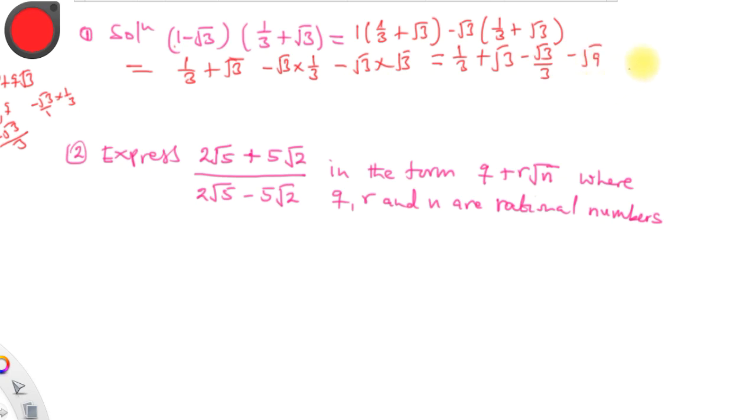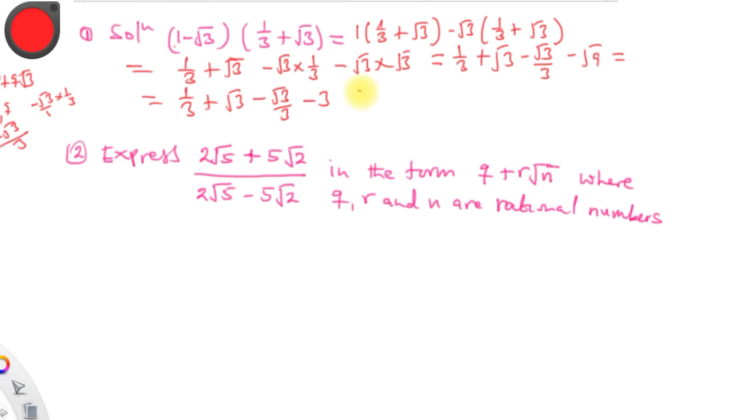9, which at the end of the day we get 3. So this is equal to, okay, let me come down here. This is equal to 1 over 3 plus square root of 3, and then we have minus square root of 3 over 3, and then minus 3. So this is what we have. If you have this, you just have to simplify. Fine.